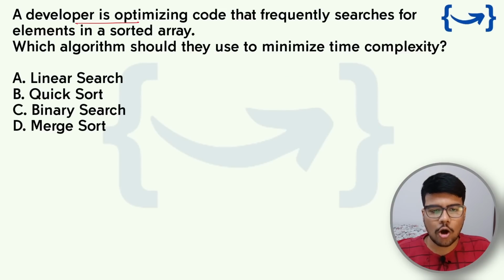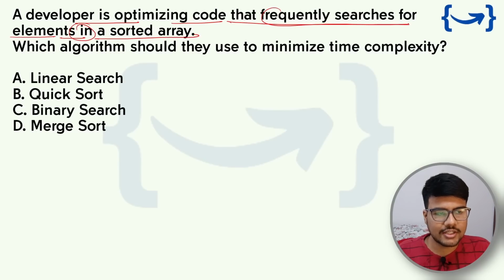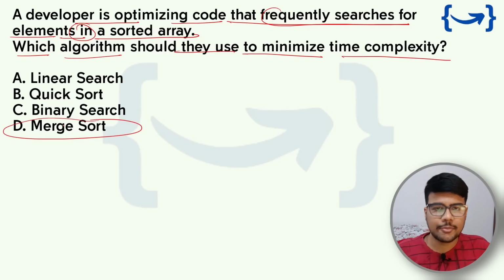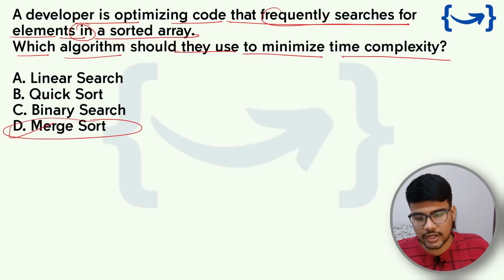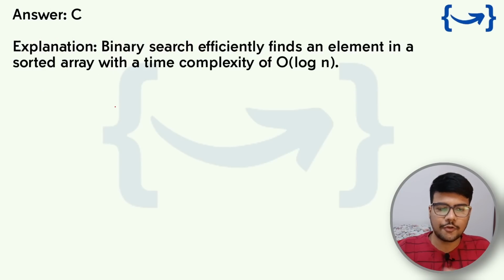A developer is optimizing code that frequently searches for an element in a sorted array. Frequently searches for an element in a sorted array. I got it, something. Which algorithm should they use to minimize time complexity? In a hurry, people may mark merge sort and say, okay, this is a very optimal sorting algorithm, but see, the question is asking you to search frequently in a sorted array. So again, binary search would be the right answer for this question. Yes, binary search is efficient because it finds the element in O(log n) time.